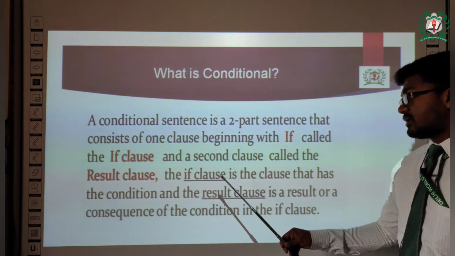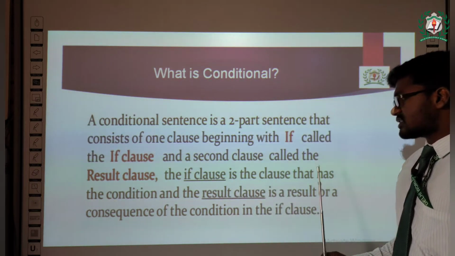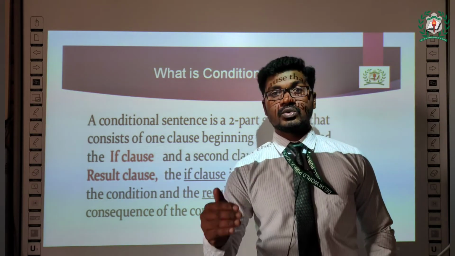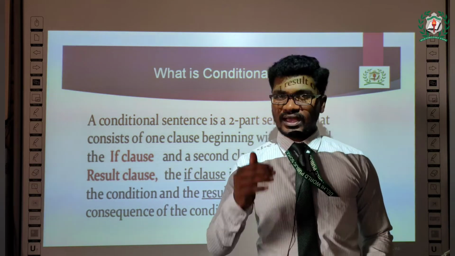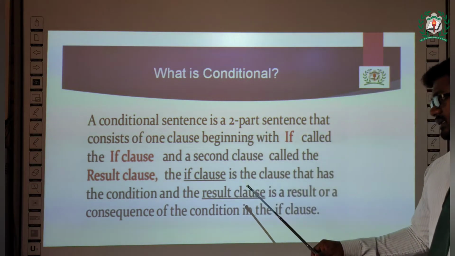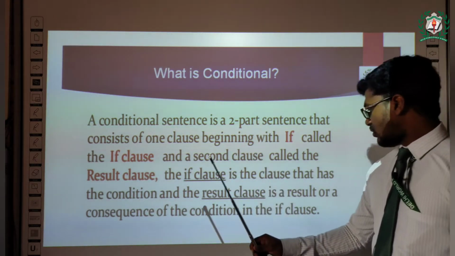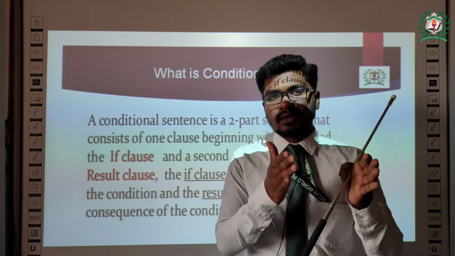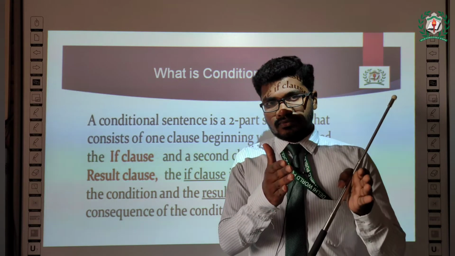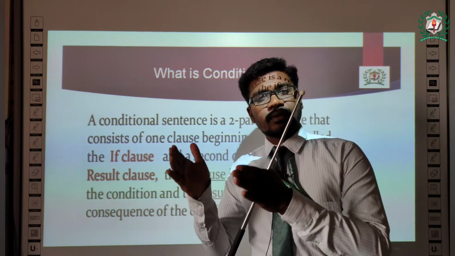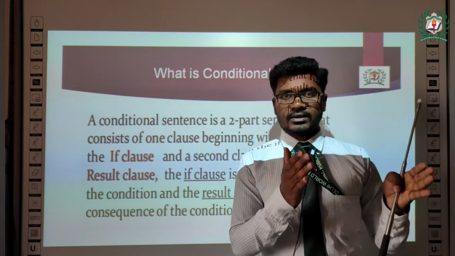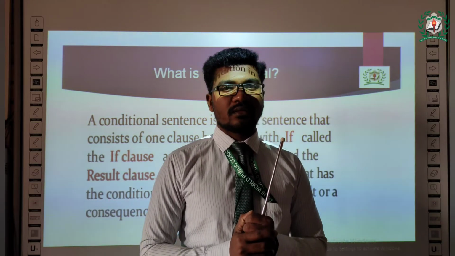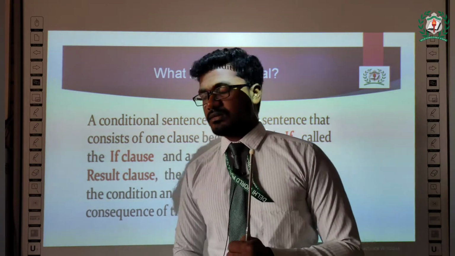The if clause is the clause that has the condition. Some rule is there, something you must do. And the result clause is the result or a consequence of the condition in the if clause. So according to the first part of the sentence, the second part of the sentence depends. So the first part of the sentence is said to be the if clause, and the second part of the sentence is said to be the result clause.